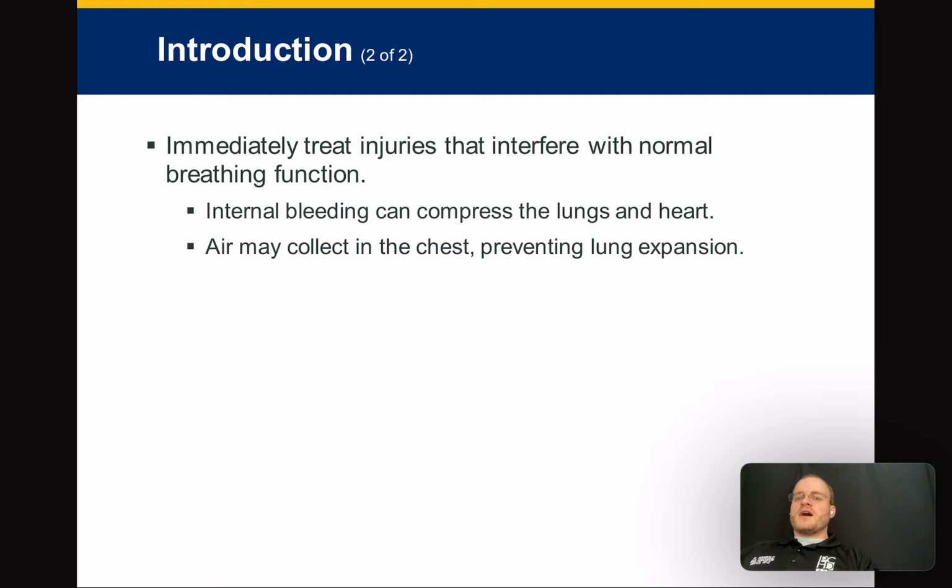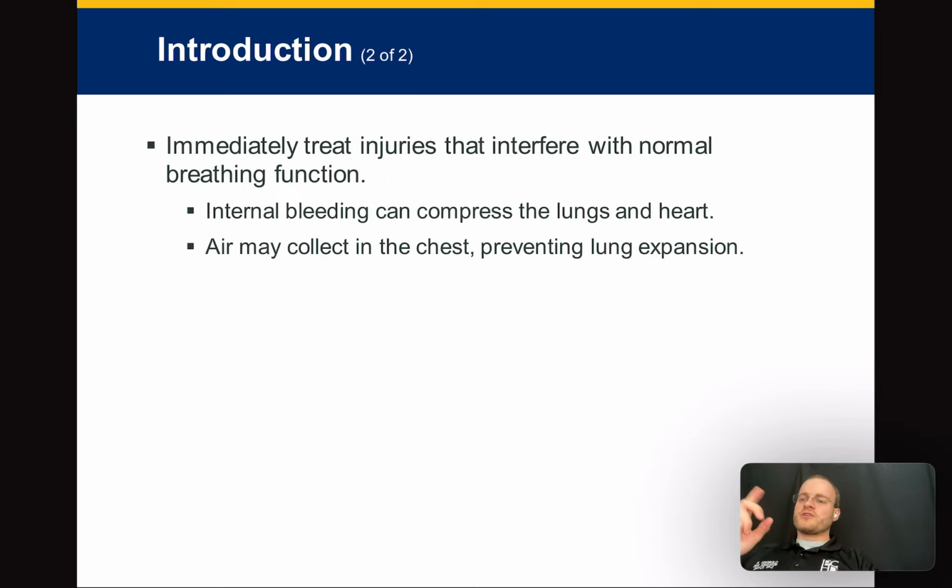We're going to immediately treat injuries that interfere with normal breathing function. This is probably the main issue with chest injuries, like a broken rib or a flail segment. It makes it very difficult or painful to breathe. Same with a pneumothorax or hemothorax. These interfere with breathing, and a lot of times we have to intervene, treating them with supported ventilations, or needle decompression, or whatever we're going to do for the disorder. We commonly have to intervene on these.